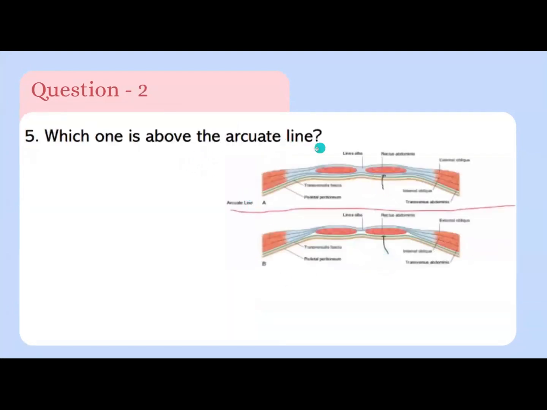Which one is above the arcuate line? Is it A or is it B? A, okay. Why did you answer A? B has no posterior aponeurosis. Exactly. The muscles have nothing to do with the posterior part in B, because B has nothing in the posterior.